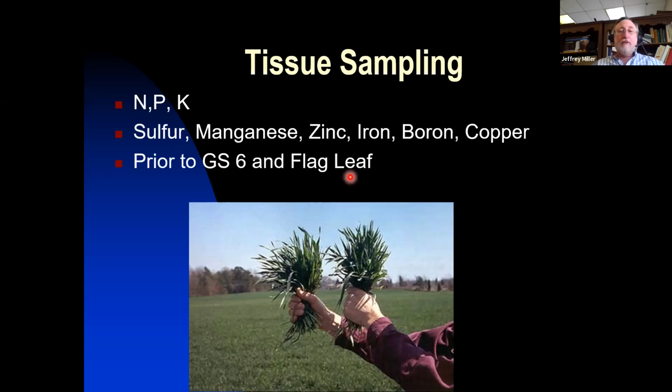If you wait a little bit longer, you're not going to be able to do very much about it at this point in time, but at flag leaf stage, so the last leaf that comes out of the stem, grab 4 leaves, the 4 upper leaves of the plant, on 15 to 20 plants. Those are the samples that you send into the lab.